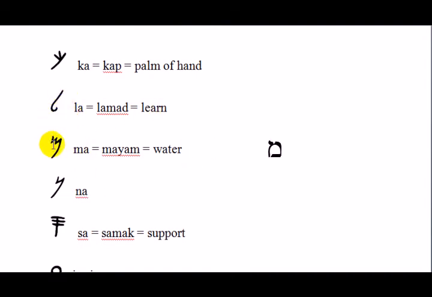The next one is ma, pronounced "ma," which comes from the Hebrew word mayim, which means water. If you look at the way the letter is constructed, it kind of looks like waves in the water. If you look at the water from the side, you'll see the waves coming in. That's what the Hebrew character ma is, from mayim, which means water.